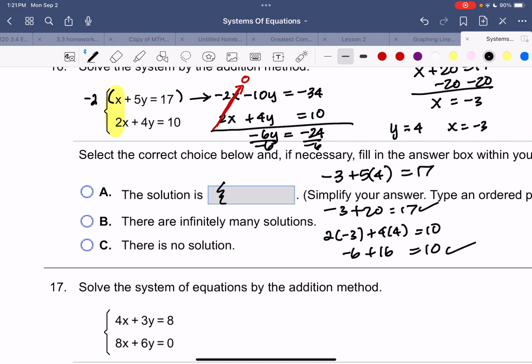So my solution set is an ordered pair inside of a solution set. And look, they asked me just for the ordered pair. So technically the solution set is what you should write. But they just asked for the ordered pair. So in my math lab, I would write negative 3, because x has to come first, and 4, and you have to put parentheses around it.